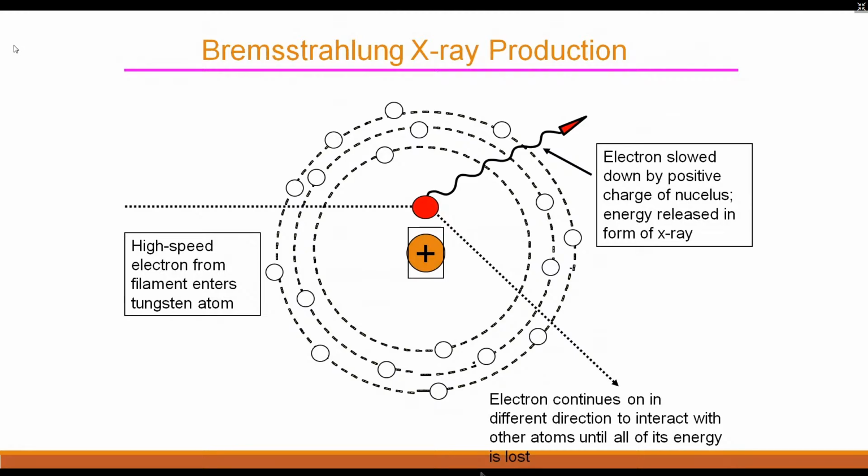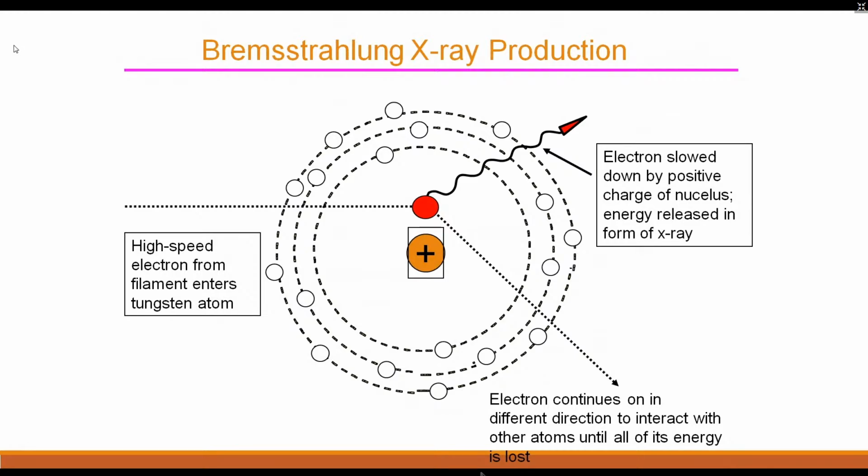The energy of the X-ray depends on the distance between the electron and the nucleus. If it goes very close to the nucleus, we'll have a maximum energy. If it goes slightly away from the nucleus, you will have a slightly lower energy of X-ray produced. So it purely depends upon how close it comes to the nucleus.